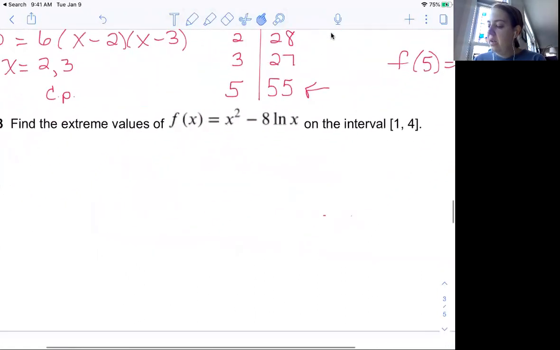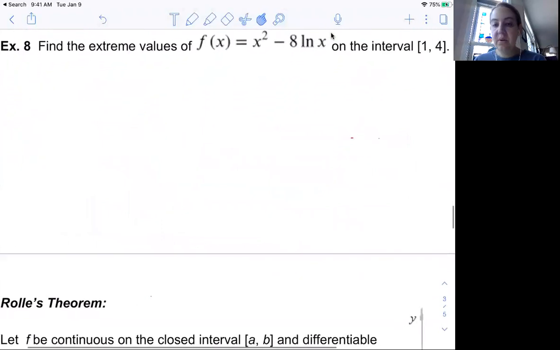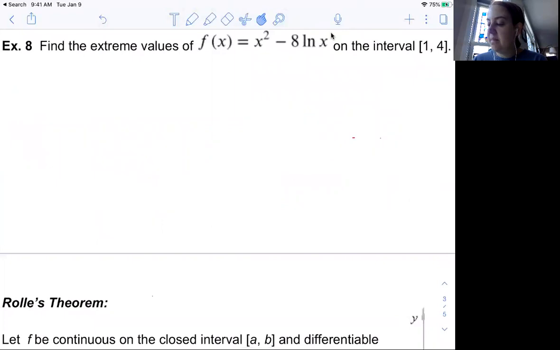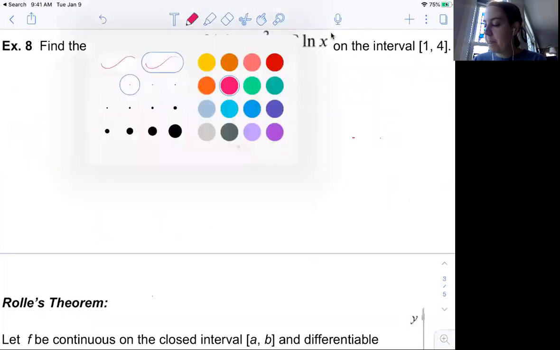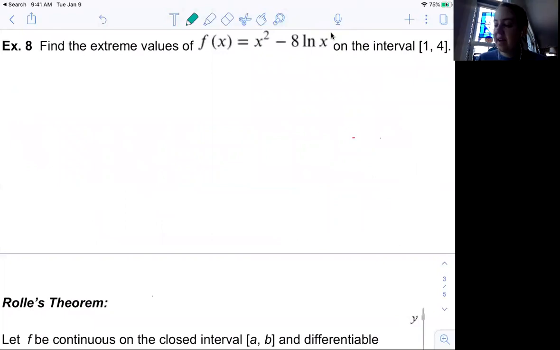Now, example 8. I kind of like this one because it's a good review of the calculus, but you do not have one like this in your Delta Math assignment. I just like the natural log in there. So find the extreme values of x squared minus 8 natural log of x on the interval from 1 to 4. Extreme values is just a grouping word for absolute max and absolute min.